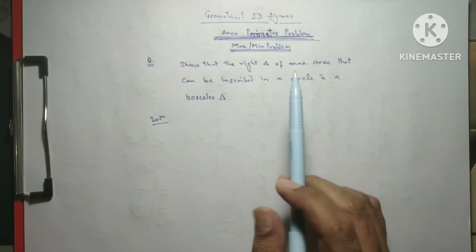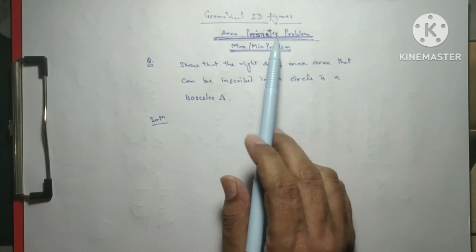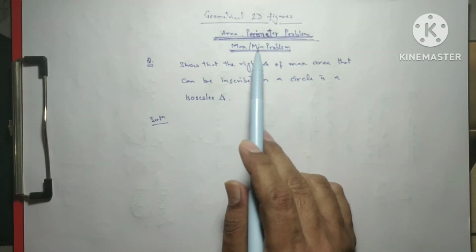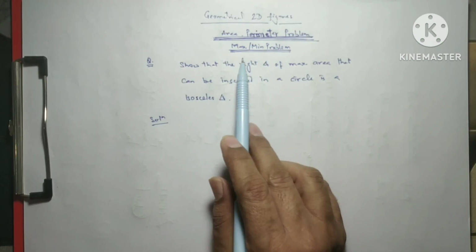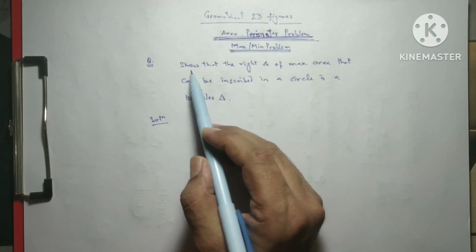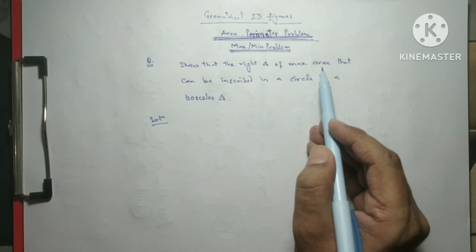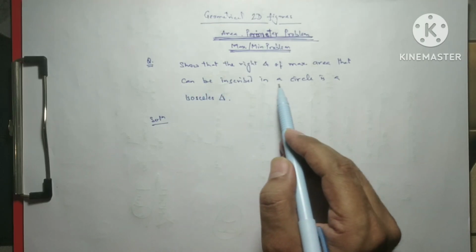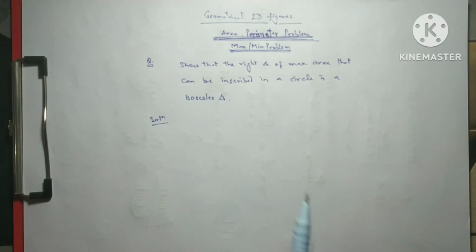Again we are taking the problems of area and perimeter of 2D figures on the basis of maxima minima, or you can say second derivative test. So the question is this: show that the right triangle of maximum area that can be inscribed in a circle is an isosceles triangle. So right now we have three pieces of information.